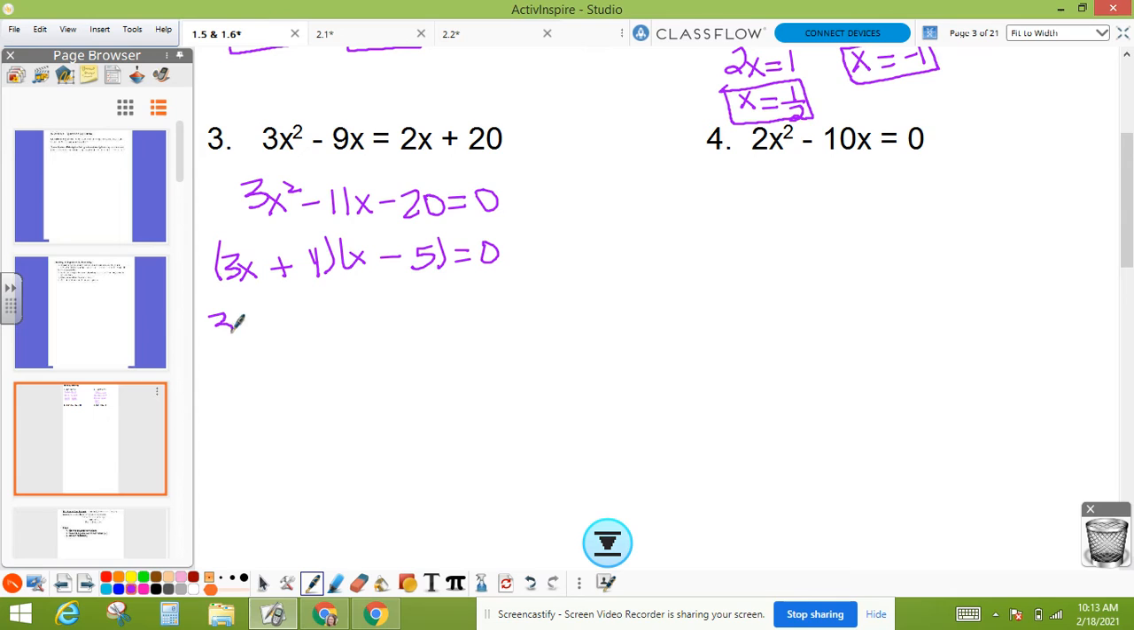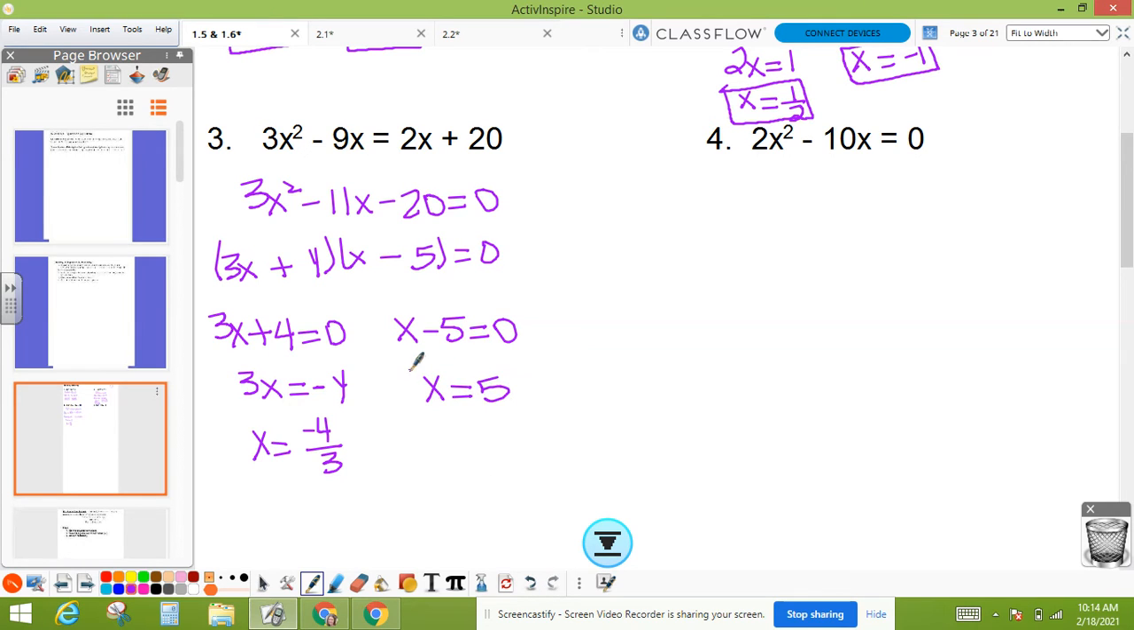All right, so if we make this equal to 0 and then make this equal to 0, we subtract 4 and divide by 3. So negative 4 thirds. That's a 4, not a y. Here, if you add 5, you get that x is equal to 5. So negative 4 thirds and 5 are your solutions.